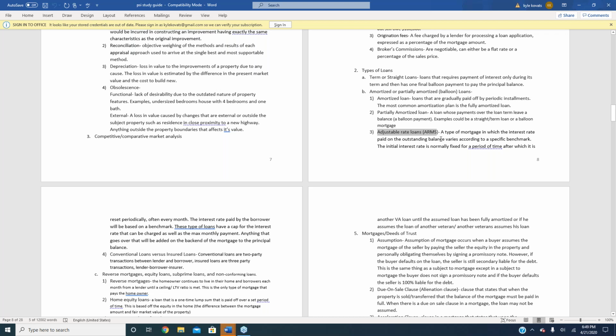Now, in this ARM, they have rate caps and payment caps, which say your interest rate will never go above this much, your monthly payment will never go above that much. But if the rate cap or payment cap is exceeded, money doesn't necessarily disappear. What just occurs instead is what we call negative amortization.